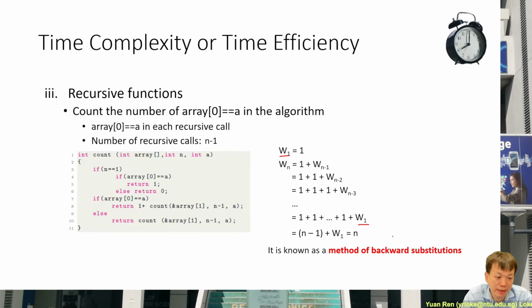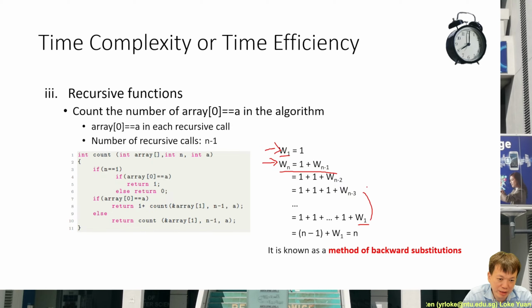The key I want to say is about this approach. This approach is a kind of backward substitution. In short, you need to identify the base case, and then you need to know the recurrent equation. For this one, the recurrent equation is W(n) equals 1 plus W(n minus 1). If you are able to solve W(n minus 1), you simply add 1, and that is the answer for W(n). Then I just need to use backward substitution.